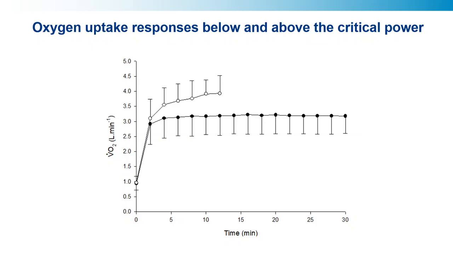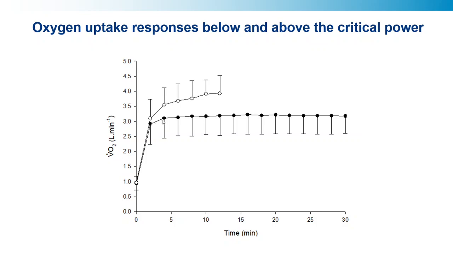Critical power, of course, is only useful if it represents something physiological. And what I'm going to do in the next presentation is go through in more detail what the underlying physiology of the critical power is. But fundamentally, it's a domain boundary between heavy and severe intensity exercise.